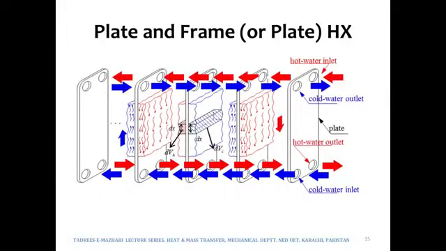The next is the plate and frame heat exchangers. It is also a very important type of heat exchanger. In the plate and frame heat exchanger, there are channels provided over here on the top and bottom, one for the cold fluid and the other for the hot fluid. These are the plates: 1, 2, 3, 4, 5. And some of the plates have gaskets as well.